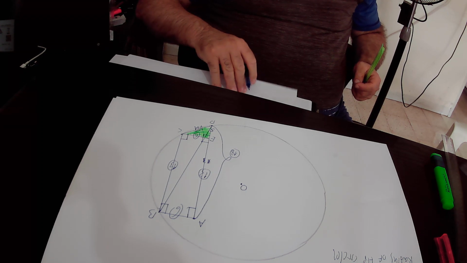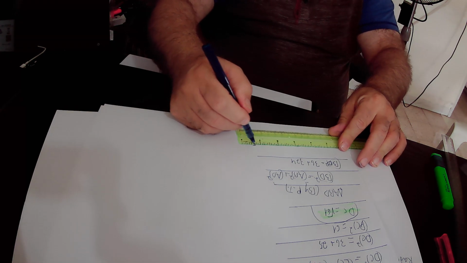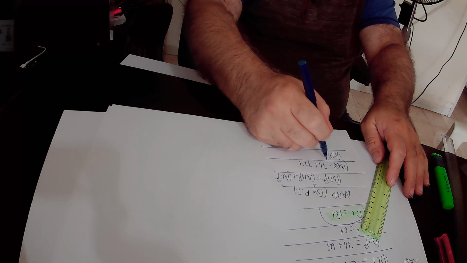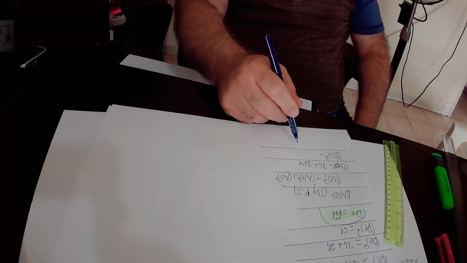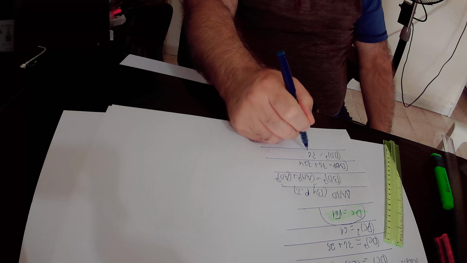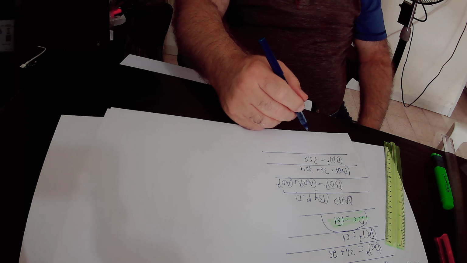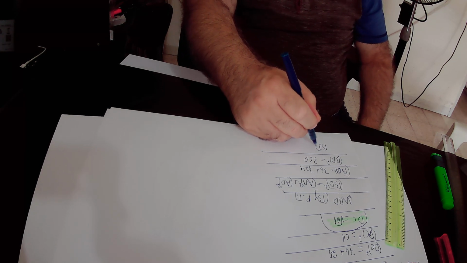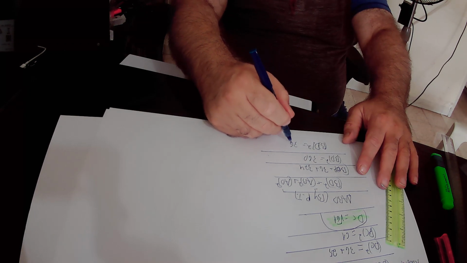So in conclusion, we found out that BD squared, that is the square of the hypotenuse, equals 36 plus 324. 36 plus 324 is 360. Here we'll substitute 360 by 36 times 10. So BD squared equals 36 times 10.